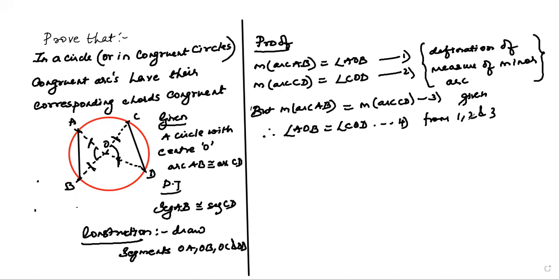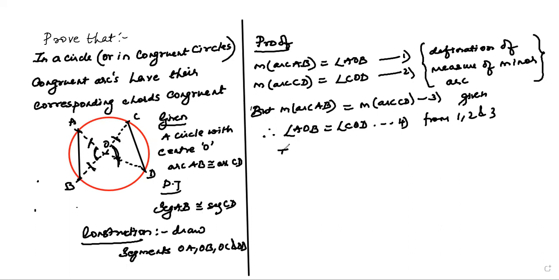Now after getting these angles equal, please look at triangle AOB and triangle COD. OA congruent OC, radii of the same circle, angle AOB congruent angle COD from 4, OB congruent OD, radii of the same circle. So triangle AOB congruent triangle COD by SAS test. If both triangles are congruent, meaning both triangles fit, then which side of AB will fit CD? So AB congruent chord CD. Got it?